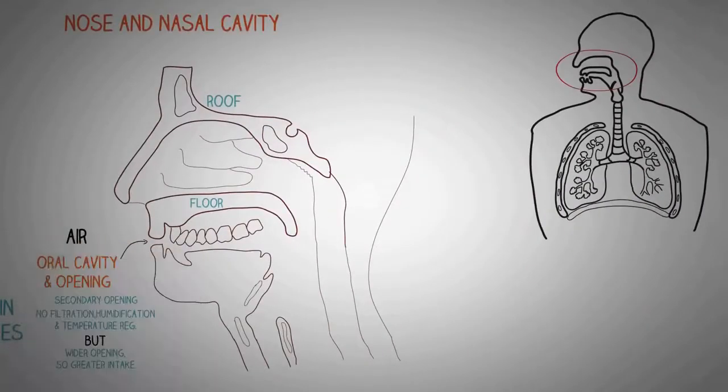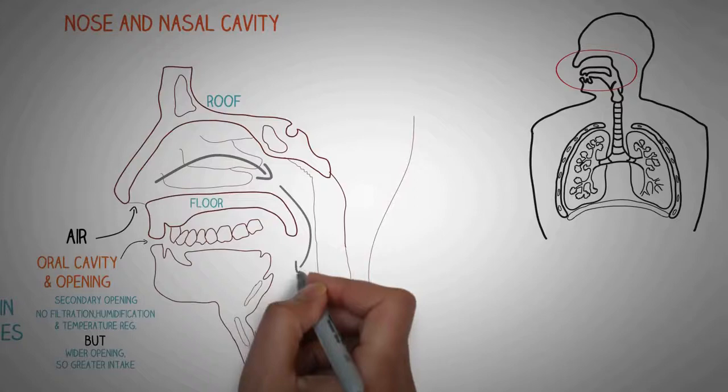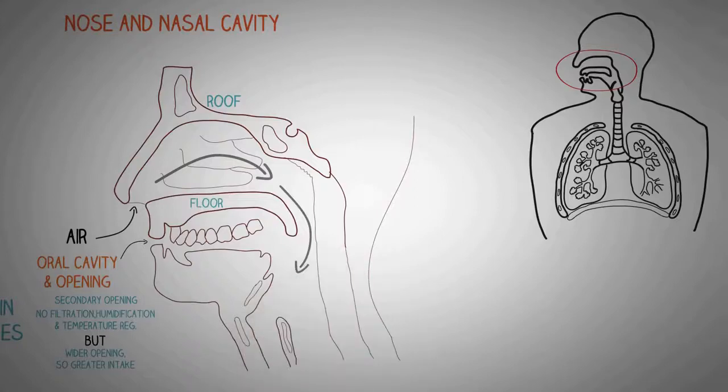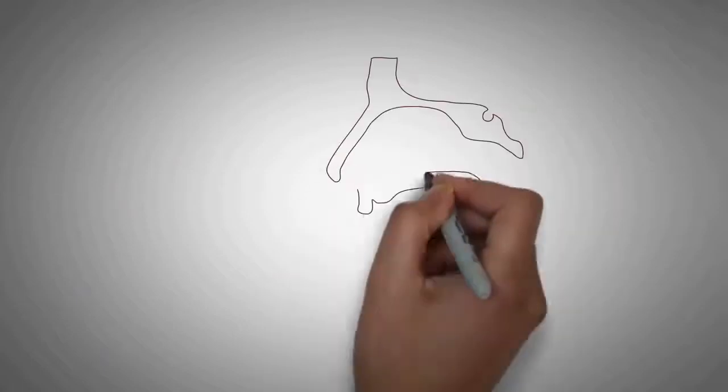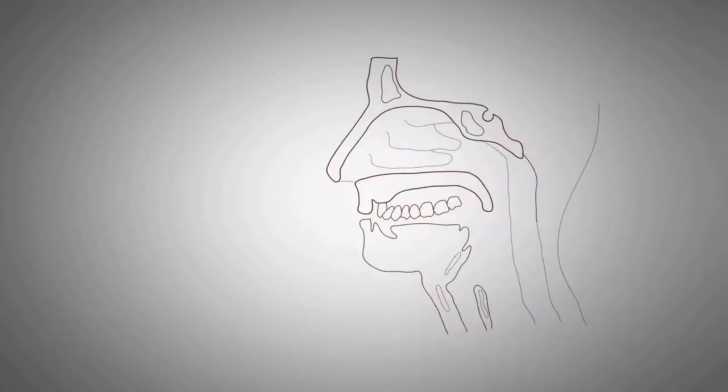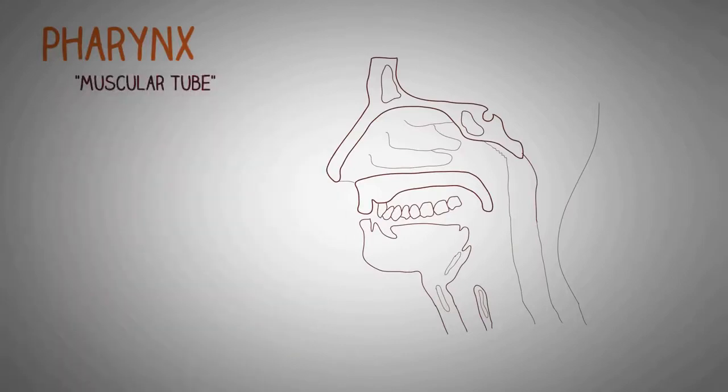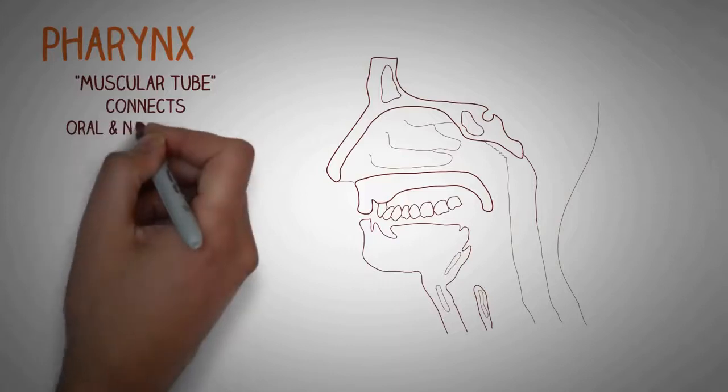So up till now we have studied that the air that we inhale passes through our nasal cavity or the oral cavity into the pharynx. So coming to the next important structure in the human respiratory tract, which is the pharynx. The pharynx is basically a muscular tube which lies behind the nose, the mouth, as well as the larynx, and it connects the oral and the nasal cavity to the larynx as well as the esophagus.